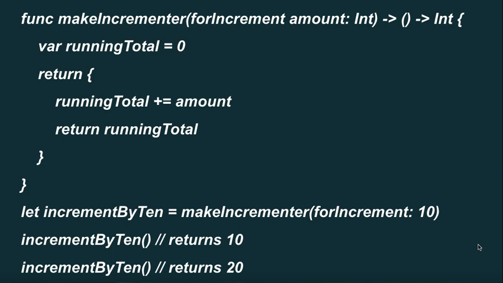func makeIncrementer(forIncrement amount: Int) -> () -> Int { var runningTotal = 0; func incrementer() -> Int { runningTotal += amount; return runningTotal }; return incrementer }. let incrementByTen = makeIncrementer(forIncrement: 10). When we call incrementByTen, it returns 10, and when we call it again, it returns 20.